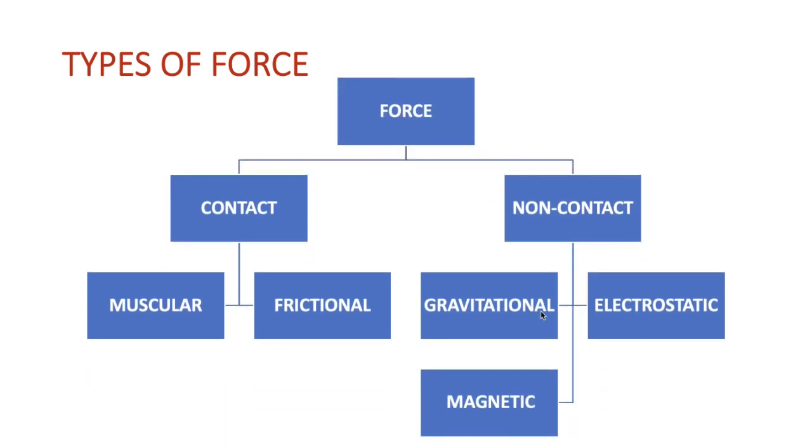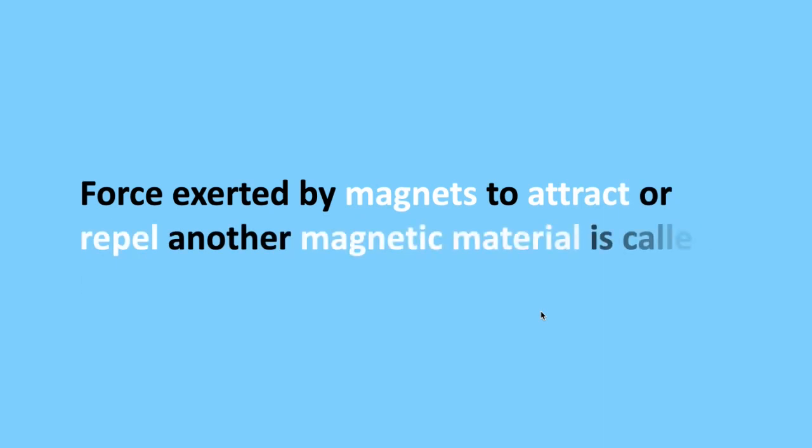The last and the final force is the magnetic force, which we have been learning about for quite a long time. We have a magnet and any magnetic material. Magnets will always attract magnetic material, and this is called magnetic force. The force exerted by magnets to attract or repel another magnetic material is called a magnetic force.